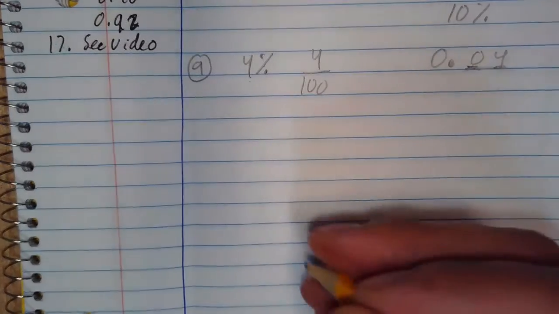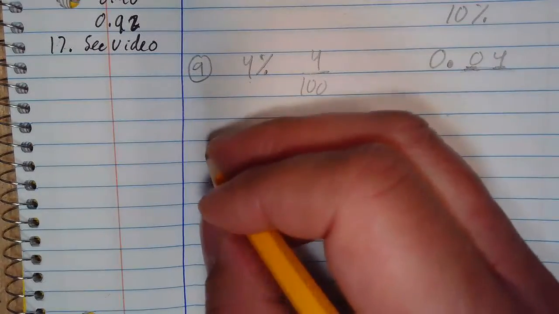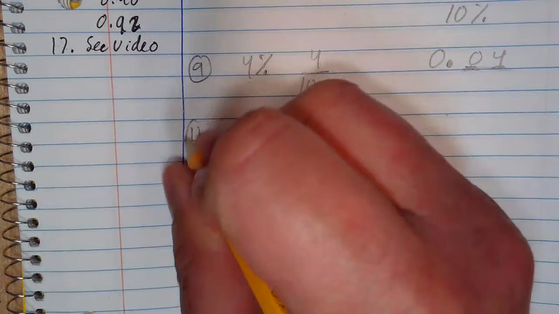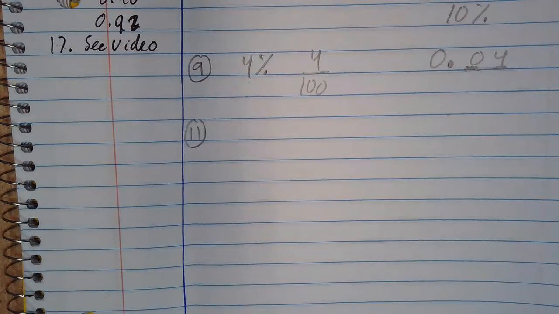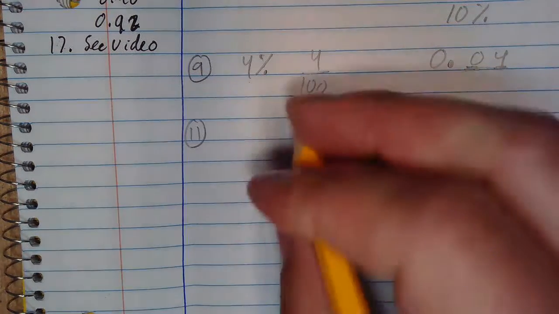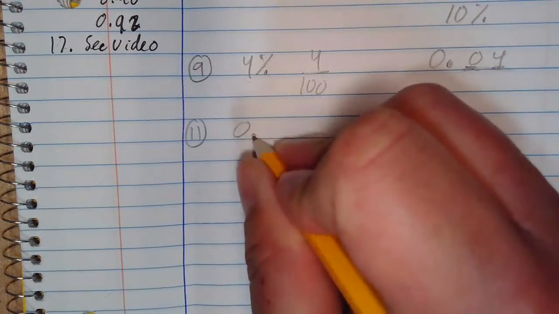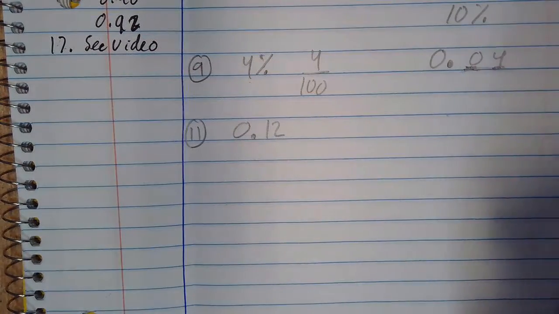Okay, guys, we're up to number 11. Another word problem. Okay, so let's take our time. Let's do this right. Let's read it correctly. In a recent year, 0.12, or that would be 12 hundredths, of Americans downloaded a podcast from the internet. What percent is equivalent to 12 hundredths, or another way to look at it, 0.12?